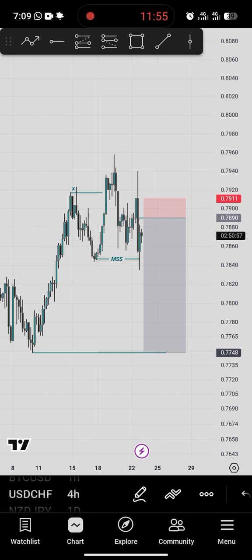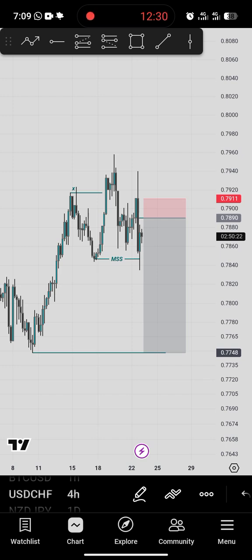Now, when you see your CRT on the weekly time frame, your entry time frame is what? 4 hours. When you have your CRT on the daily time frame, your entry time frame is 1 hour. When you have your CRT on the 4 hour time frame, your entry time frame should be 15 minutes. CRT on the 1 hour would lead you to 5 minutes, but I don't trade that, because I only trade weekly, daily, then 4 hours.